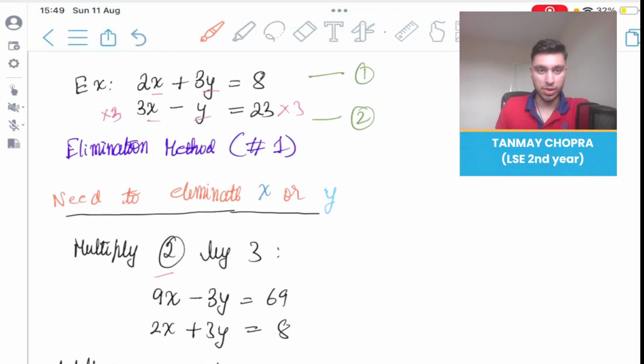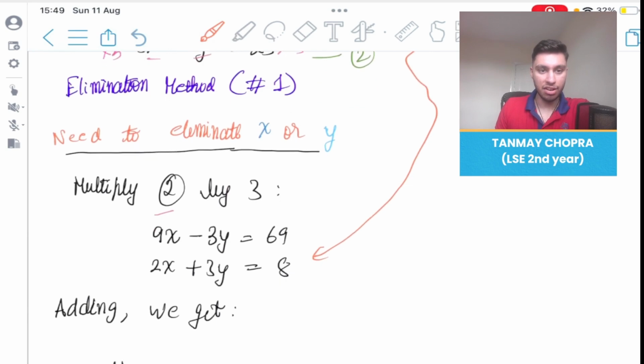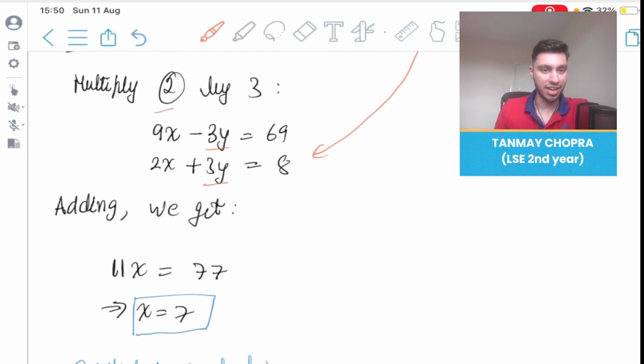9x minus 3y equals 69. 2x plus 3y equals 8. This is just from the first equation. That just comes down without any problems. And then we add the two equations. Why do we add those two equations? So that negative 3y and positive 3y cancel out. So if I add those two equations, I get 11x equals 77. And I just simply get x equals 7.